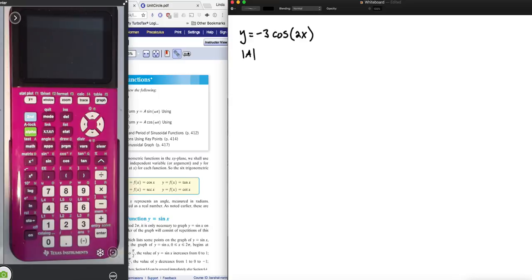The amplitude is 3. Right, notice I'm saying 3 because it's absolute value. The frequency is 2, so the period is 2 pi divided by 2, or pi. All right, so that means I should have one cosine curve between 0 and pi. All right, so here's 0, here's pi. My amplitude is 3.